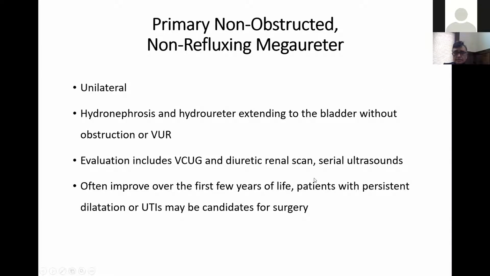It was unilateral. Basically what you do is you do the VCUG and diuretic renal scan, and see the ultrasound often improves over the first few years of life, and then patients just grow out of it. You may have to prevent any kind of surgical complication and see if there's anything going on with that. So just to give you an example.